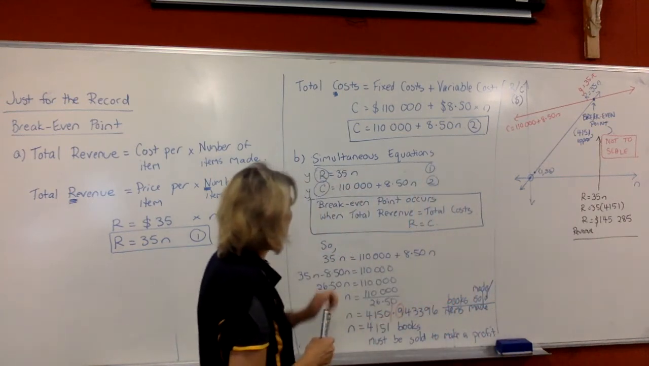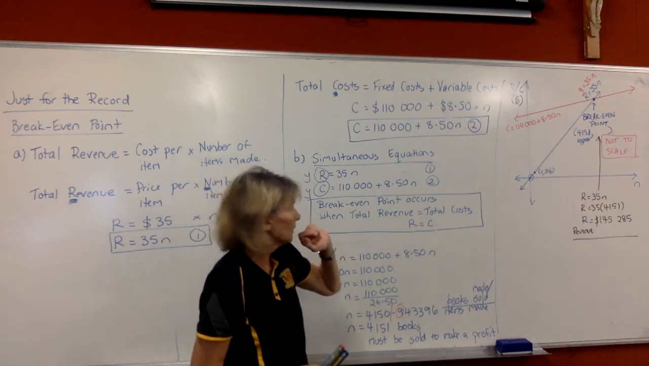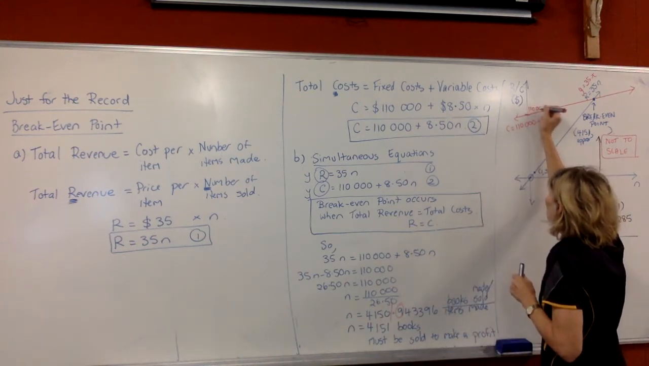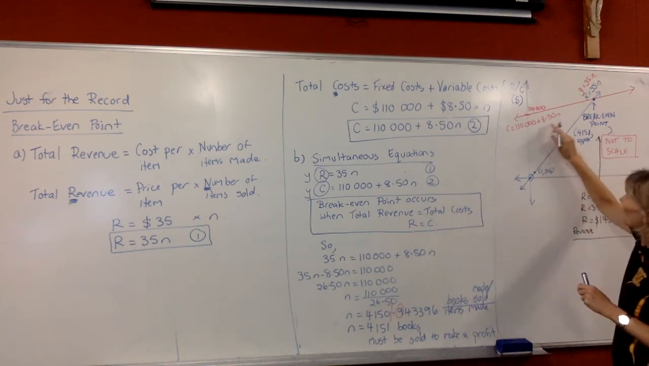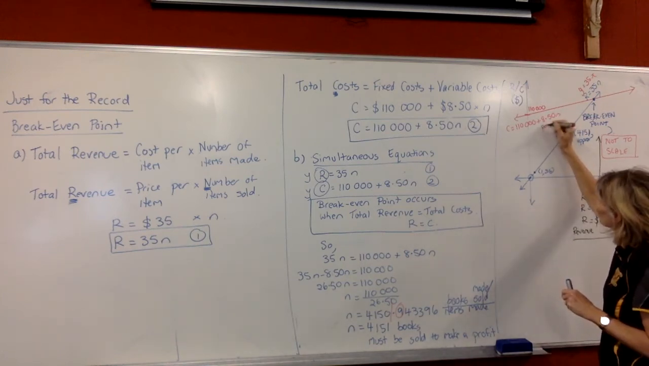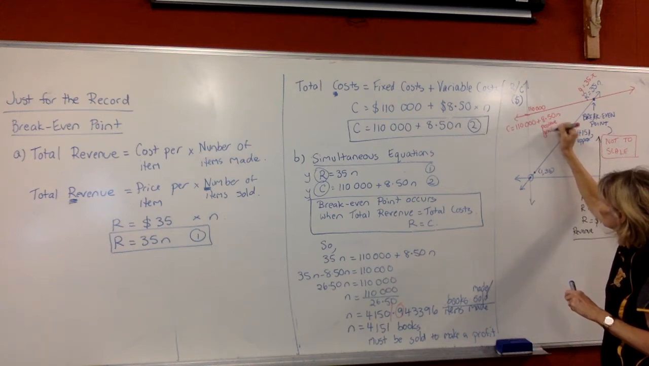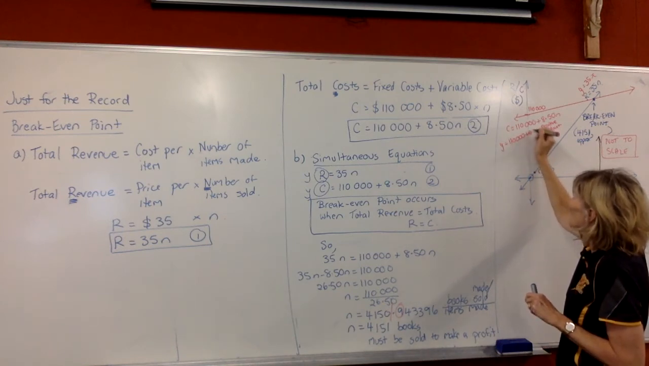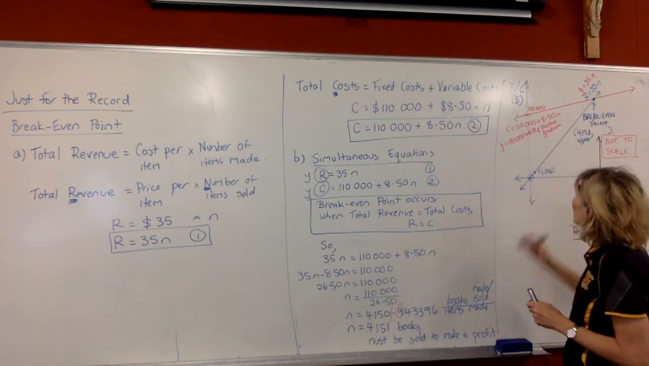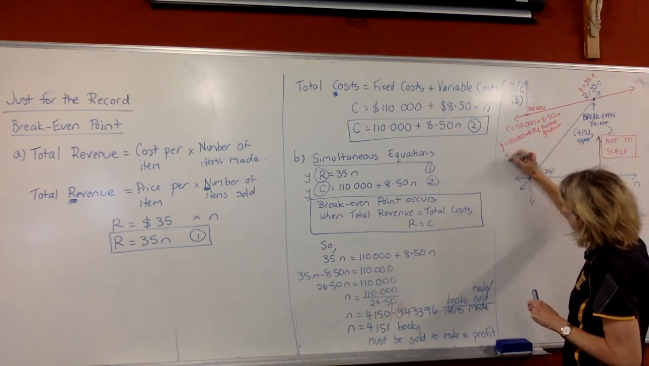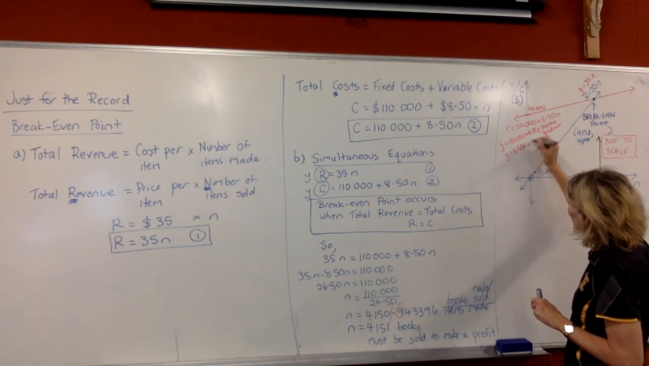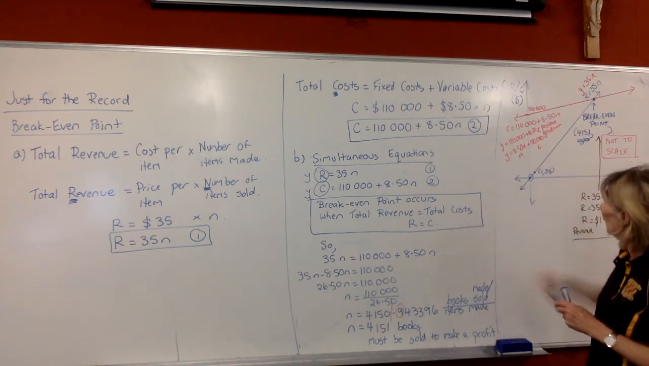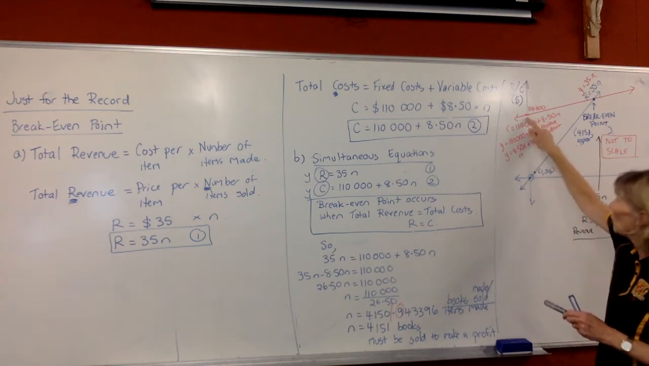The other one, C equals 110,000 plus 850N, we would have a y-intercept of 110,000. And we're going to have a positive gradient. Okay, so just think of it as like y equals 110,000 plus 850x. Okay, it's just like that. So this is your gradient. If we put it in y equals mx plus c form, that's your gradient and that's your y-intercept there. Okay, so we have a positive gradient and we have a y-intercept of 110,000.